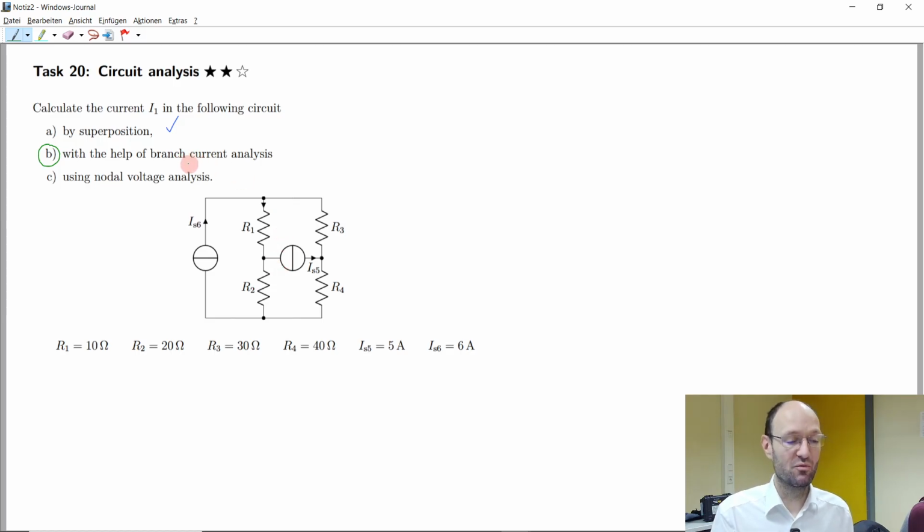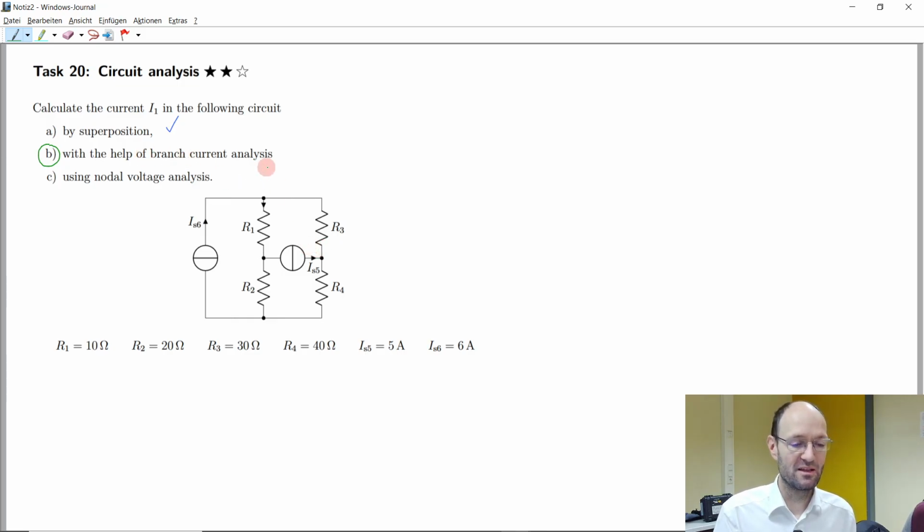So, what would be one advantage of this branch current analysis over the superposition method? That we would calculate all the remaining currents here, all the unknown currents. And so how many unknown currents do we have? In total, I would say we have 4, because we have these 4 resistors. So we could set up a system of equations with 4 equations and 4 unknowns for these 4 currents.